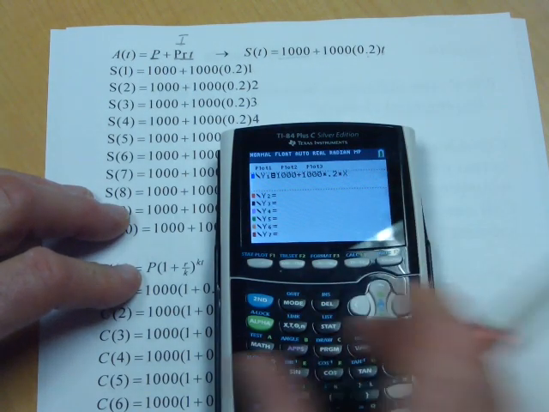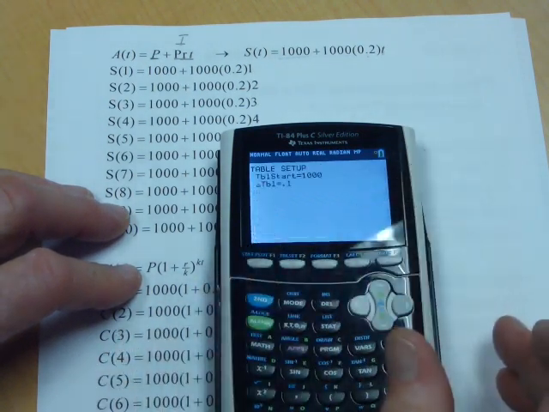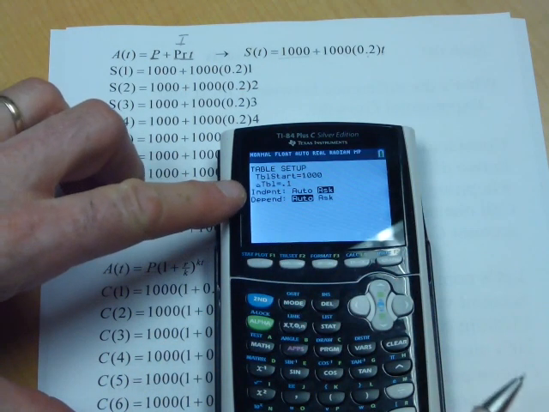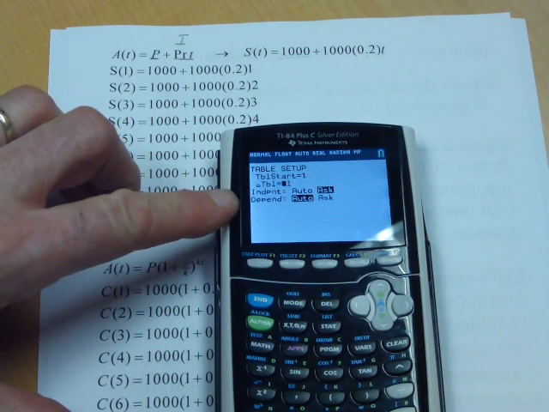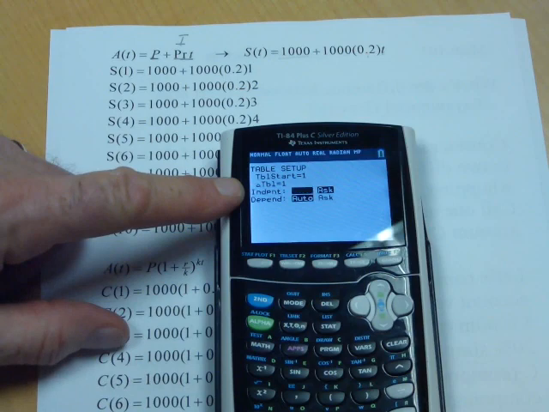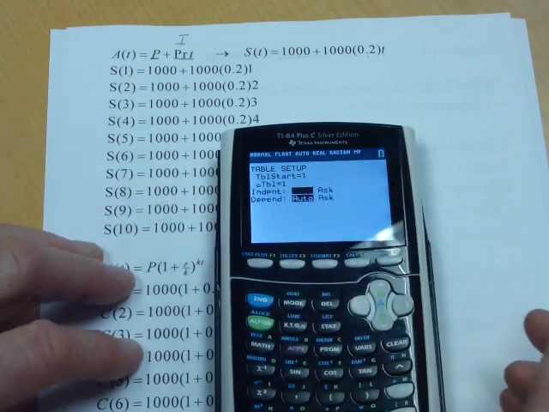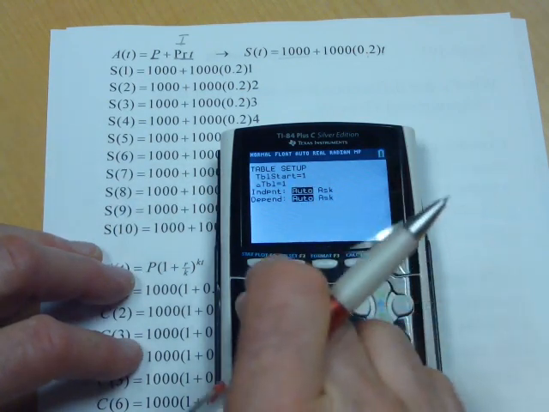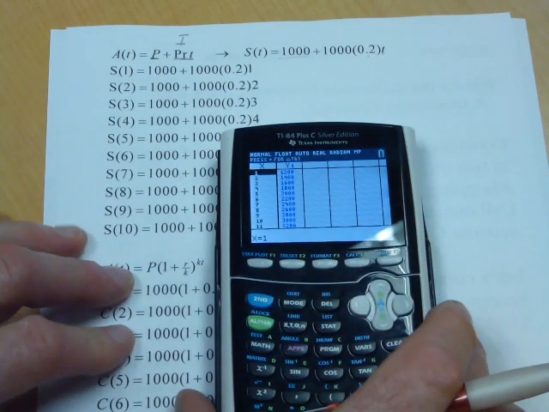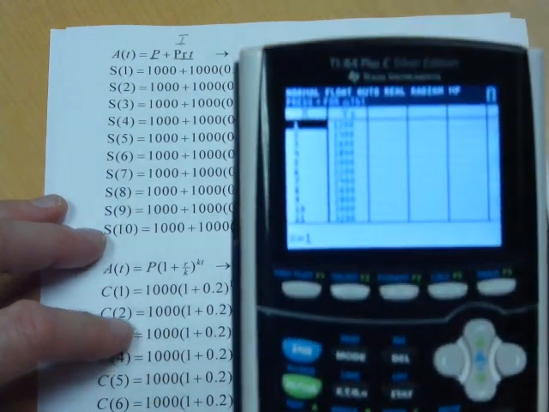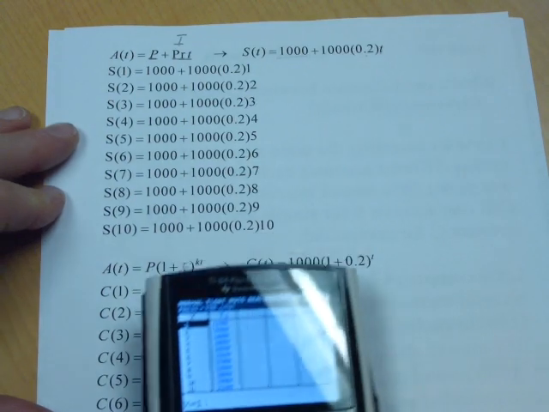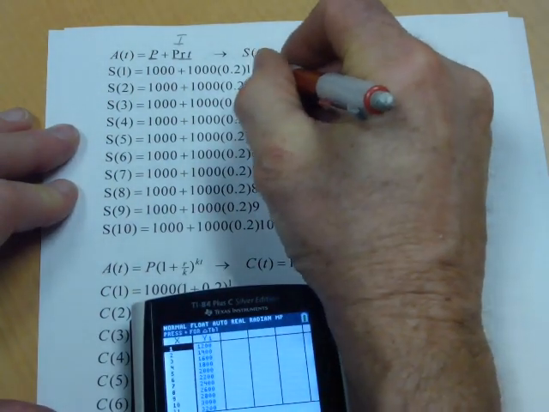Now on this calculator, you can go to the table, and you go second table set. We're going to start at 1 year, and we're going to go up by 1 year at a time. And we'll tell that to automatically calculate. So now we look at the table, second table. And you can see after 1 year, the account balance is $1,200, then it goes to $1,400, then $1,600, and so on.